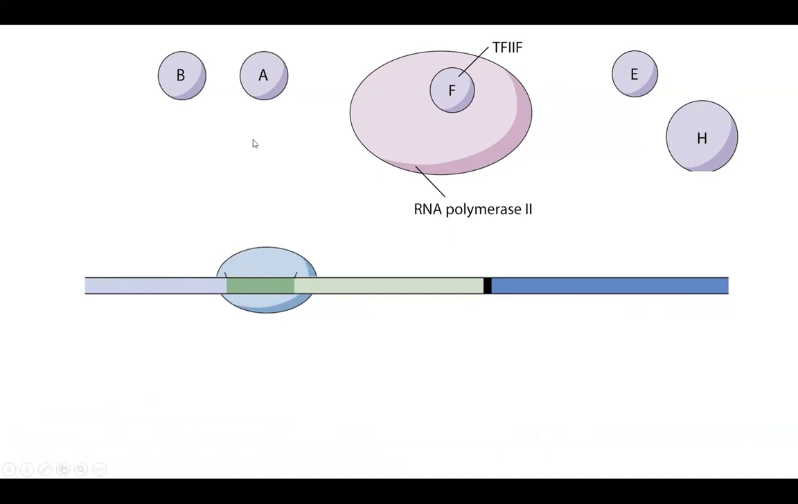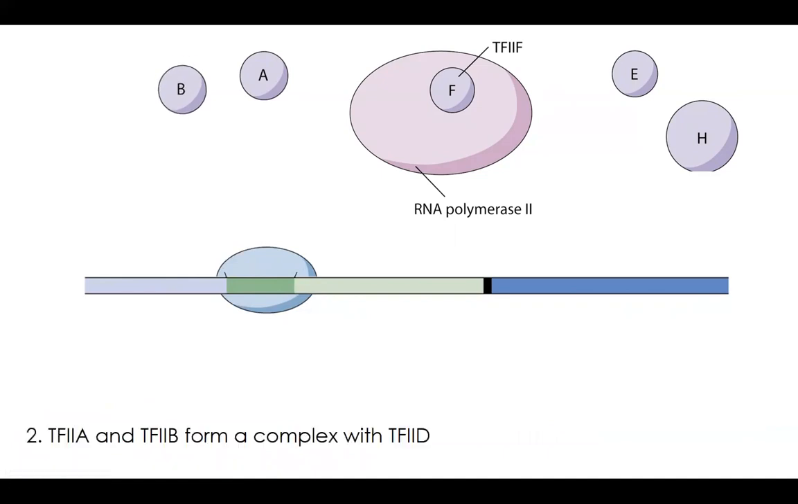All right, so the next thing that happens, TF2A and B help to form this complex. Partially they're there to help stabilize this, but we're going to see some uses for B in a second. So still getting ready.